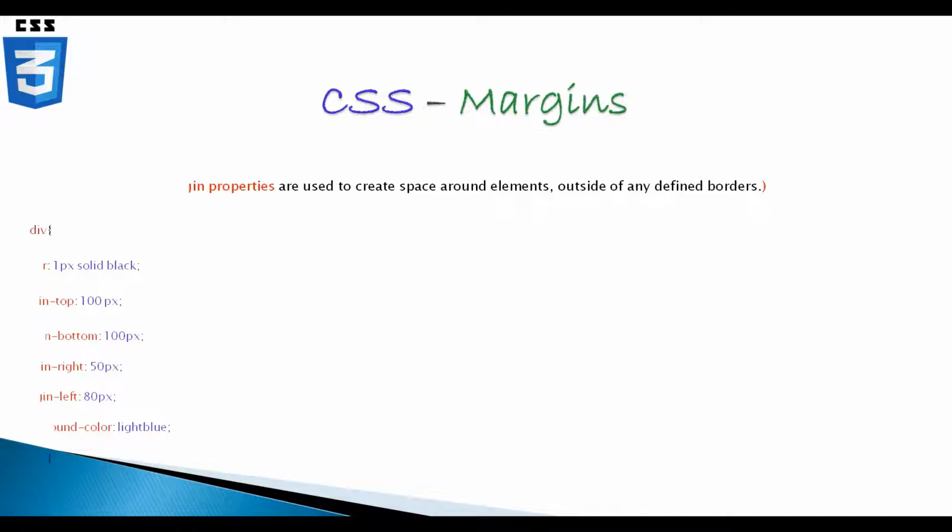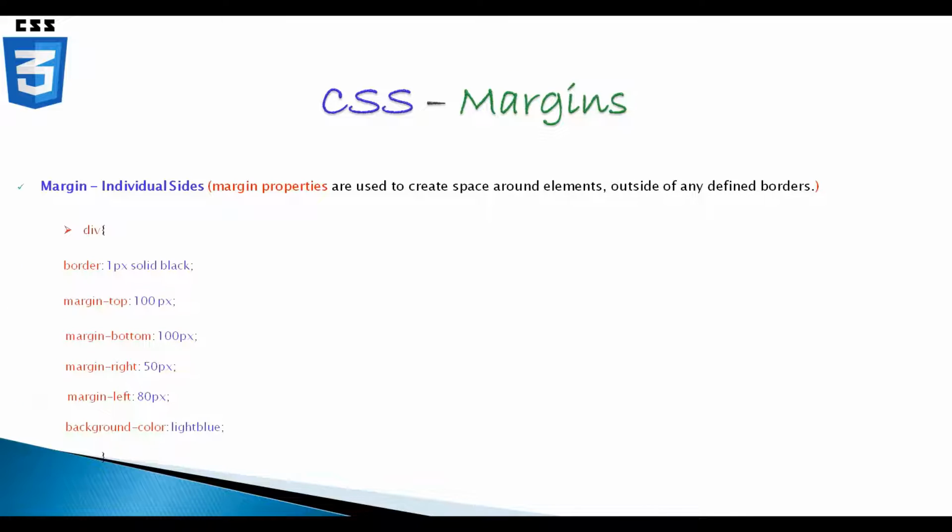In this tutorial we're going to go through three different ways of doing CSS margin. The first way is specifying the individual sides as such. For example, we can specify the top margin, bottom margin, margin right or margin left individually.